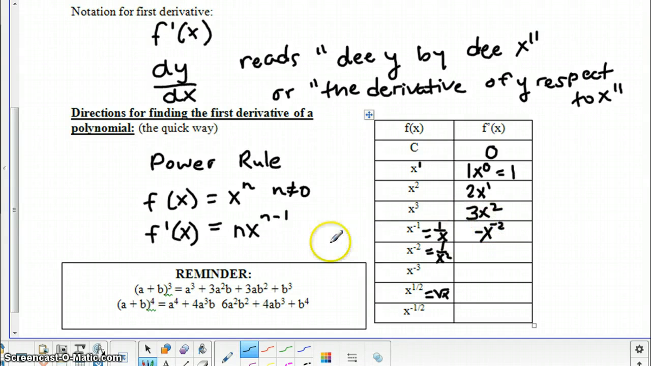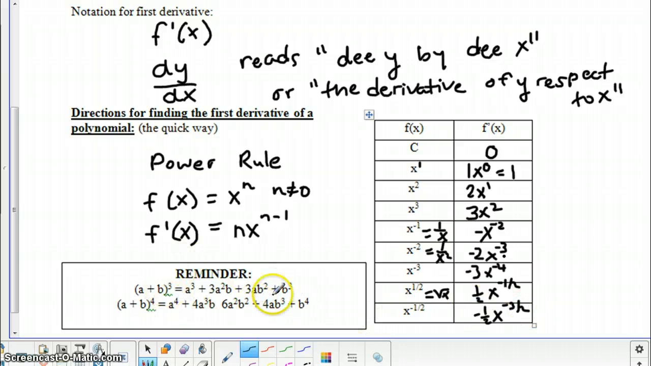Okay. Continuing on, we would have negative 2 times our coefficient, which is 1. And negative 2 minus 1 is negative 3. Okay. Go ahead and pause the video and try. Okay. So you should have found and filled in your chart the same way. And this is negative 3 over x to the fourth, if that's hard to read.